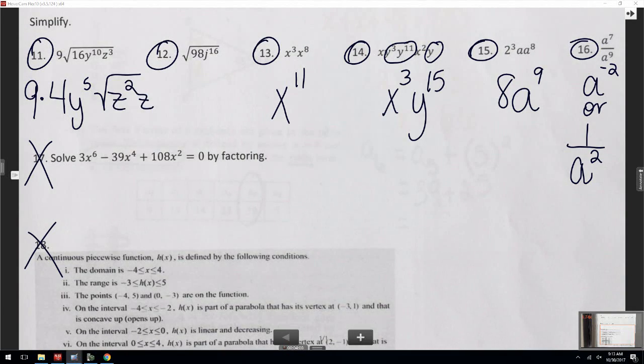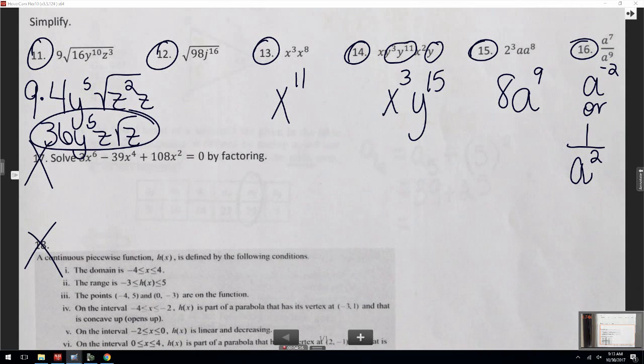Alright, so what's 9 times 4? 36. Y to the 5th. And then Z squared gets to come out as what? Z. And then the other one's going to be left in there just as Z. Okay? It's going to be coming up in our lesson pretty soon, okay? That's why we're going over it.